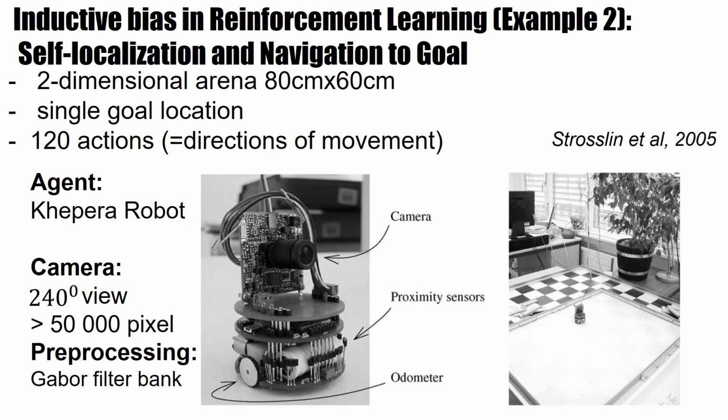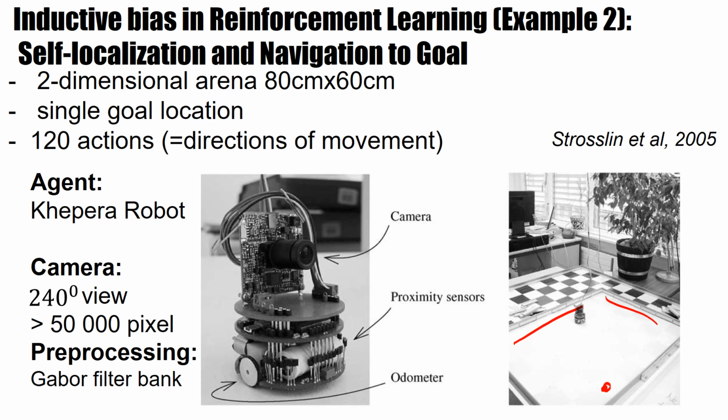So we have here a little Kepler robot which has two wheels and a camera. The robot is located in an arena which has a size of 80 centimeters times 60 centimeters, and there's a single goal location, not visible, somewhere in the arena. Now the robot can move in different directions. You can discretize this to say there are 120 different actions, different directions of movements.